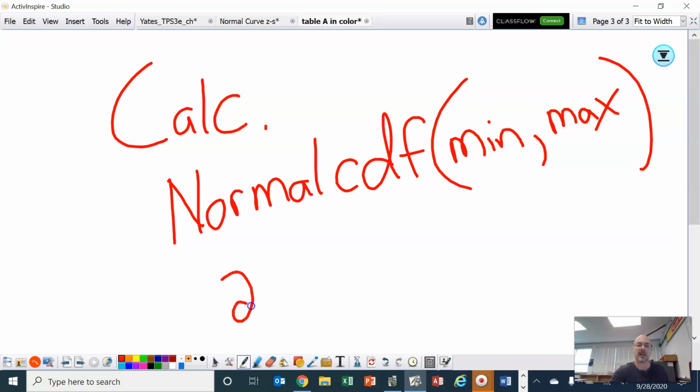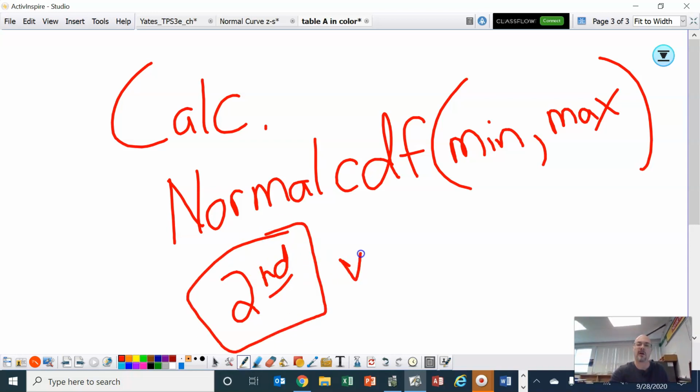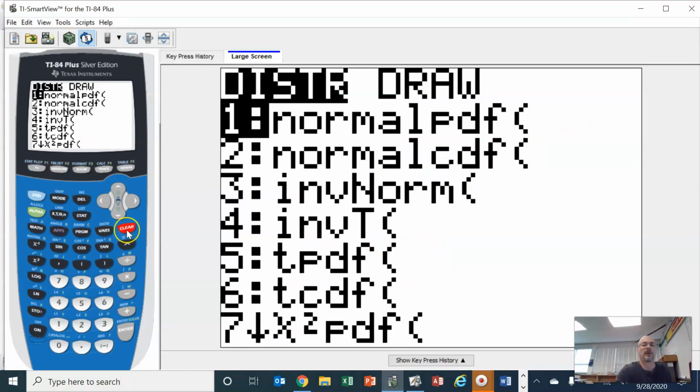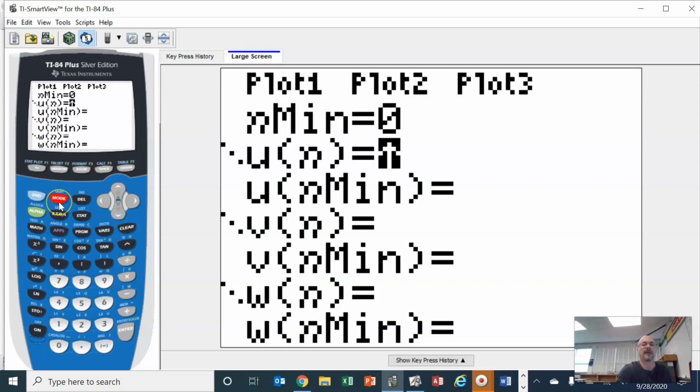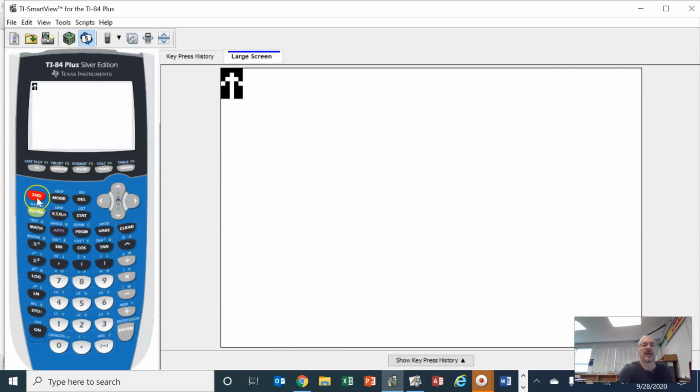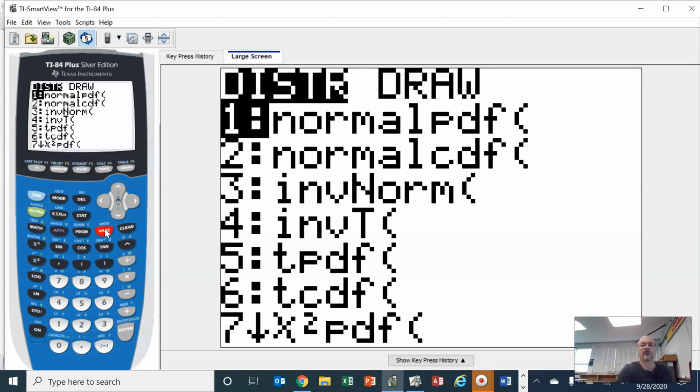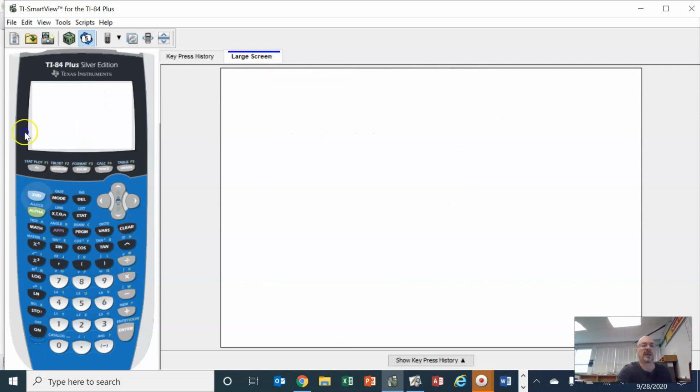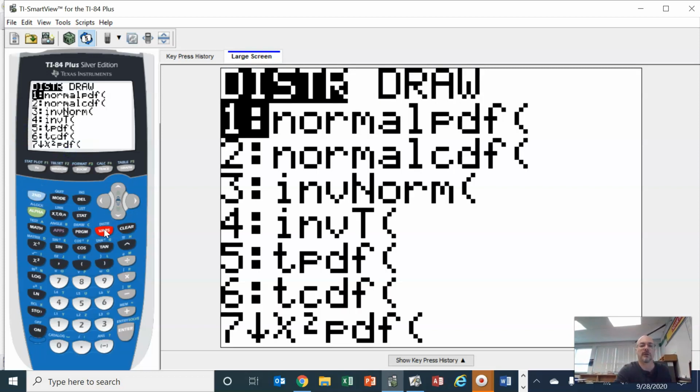Now, where is the normal CDF? Okay, you're going to hit the second button, and then you're going to hit the VARS button. Second VARS. Let me demonstrate. All right, clear this. I'll get rid of that. Okay, you're going to go second VARS, and it's number 2. We never use number 1. It's number 2. All right, let me do that again. Second VARS, number 2.